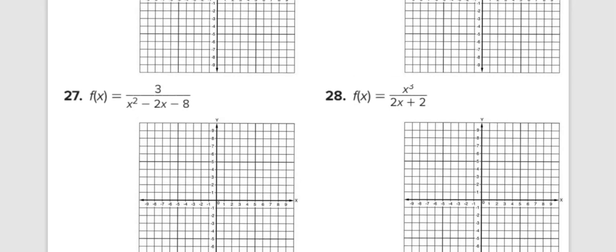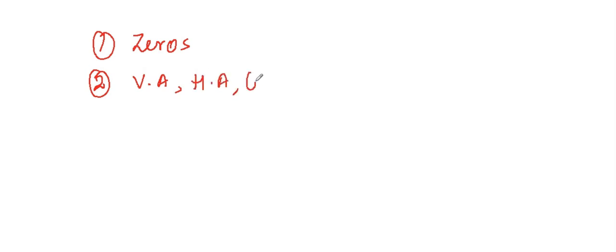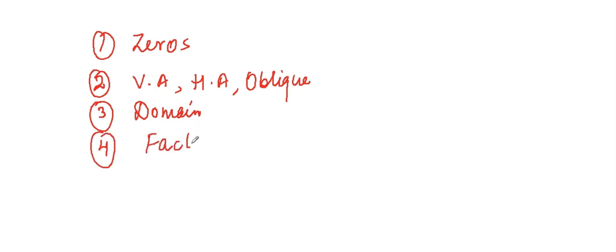You should know a few things: how to draw the graph, and what things you need to remember. Number 1, how to find zeros. Number 2, how to find the vertical asymptote, horizontal asymptote, and oblique asymptote. Number 3, domain is also an important part. And number 4, factorization of the polynomial. You can use the calculator for this. So this is all about question number 17.